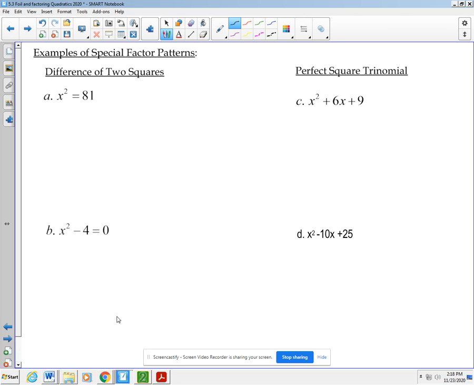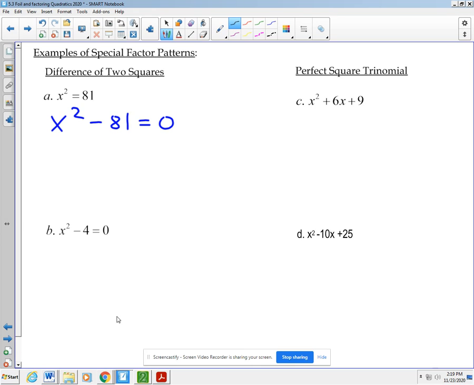Okay, welcome to section 5.3, the second video. In this video, we will factor some special cases, and then we will use the zero product property to solve quadratic equations. So, example A, difference of two squares. If you rewrite this, x squared minus 81 is equal to 0.